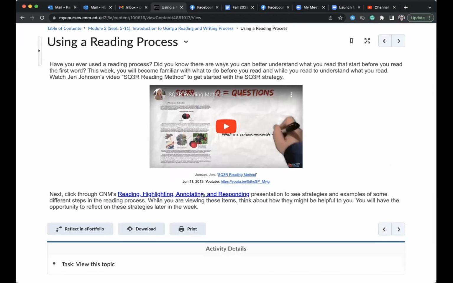Below that, you'll see a presentation titled Reading, Highlighting, Annotating, and Responding. You'll want to open this presentation and read through, and think about how these ideas might be helpful to you.